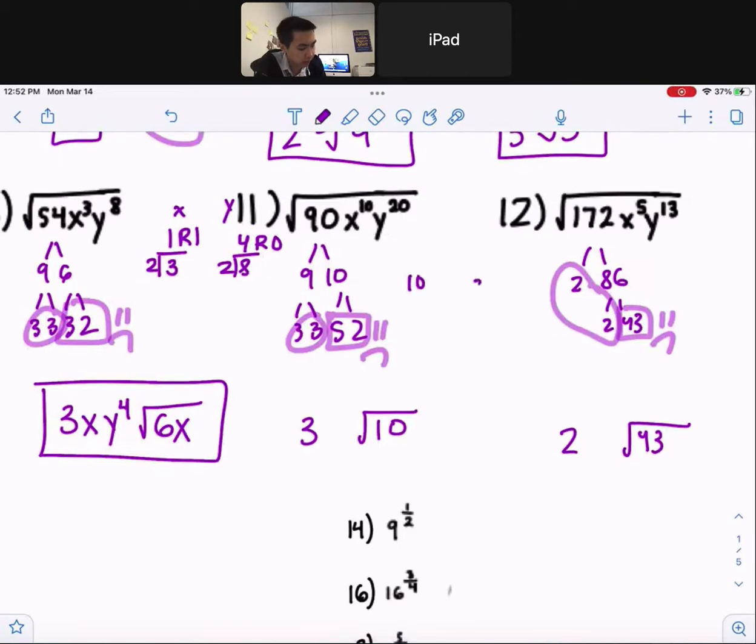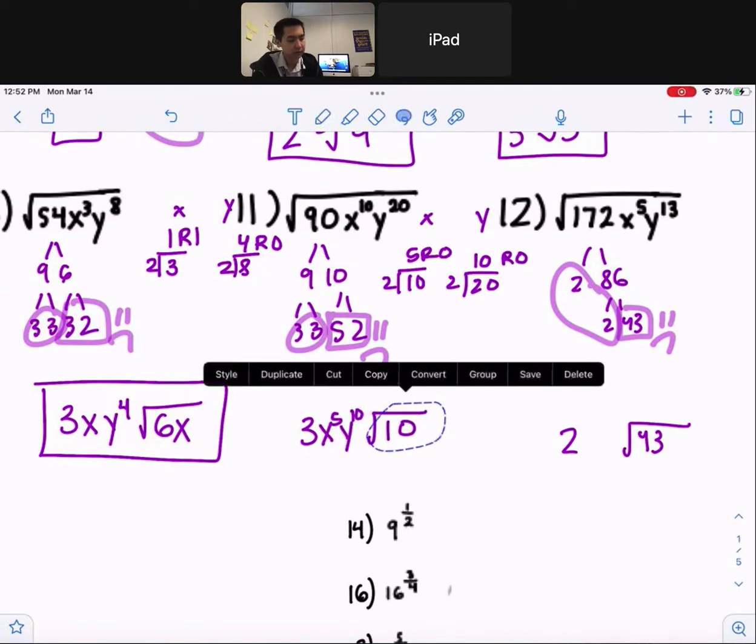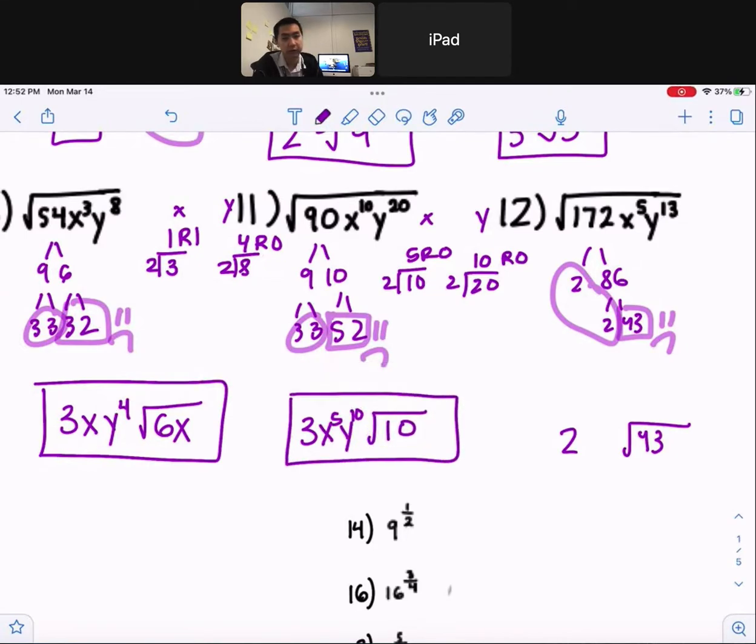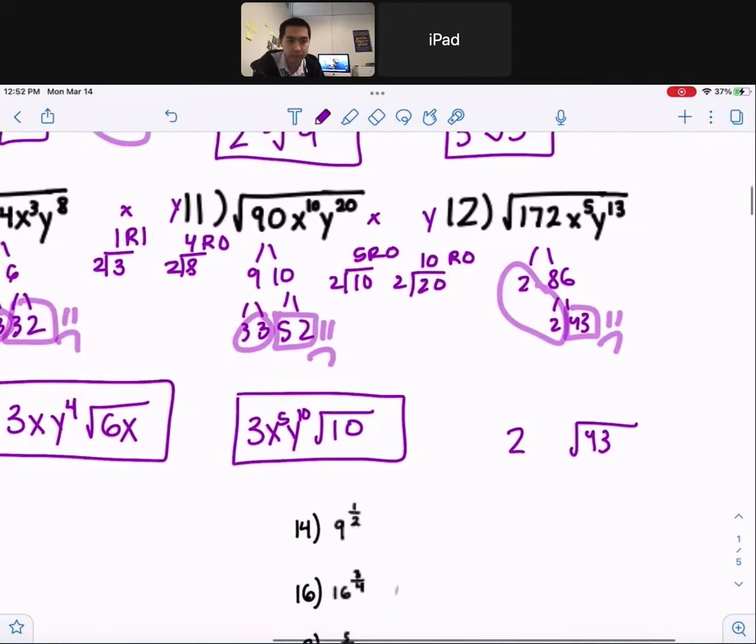Take the exponents and divide by the index. 2 goes into 10 5 times with no remainder. 2 goes into 20 10 times, no remainder. So these are x's, these are y's, right? X to the 5th and y to the 10th, with no remainders, so none of them are on the inside of the square root.